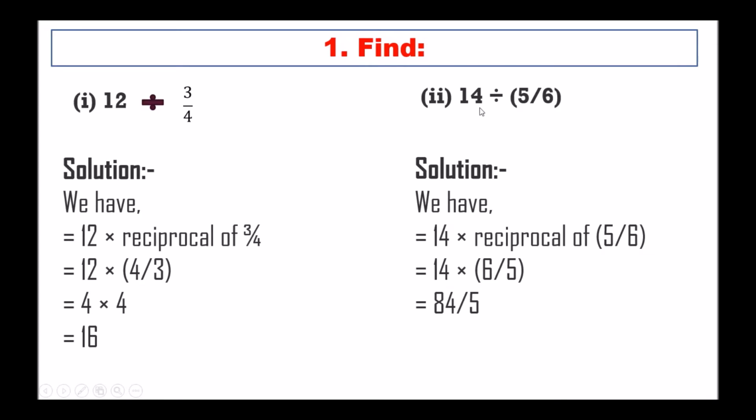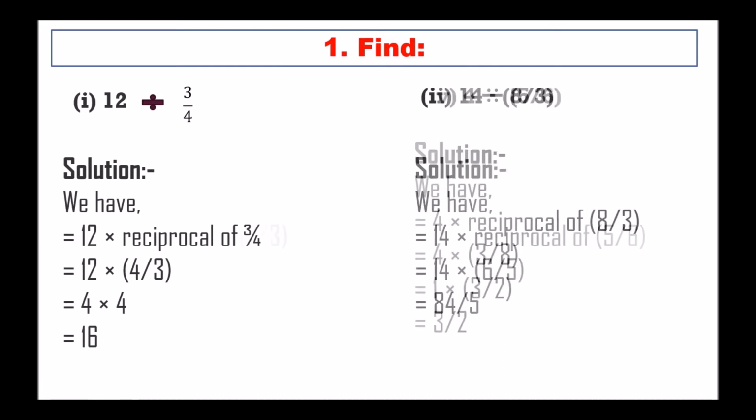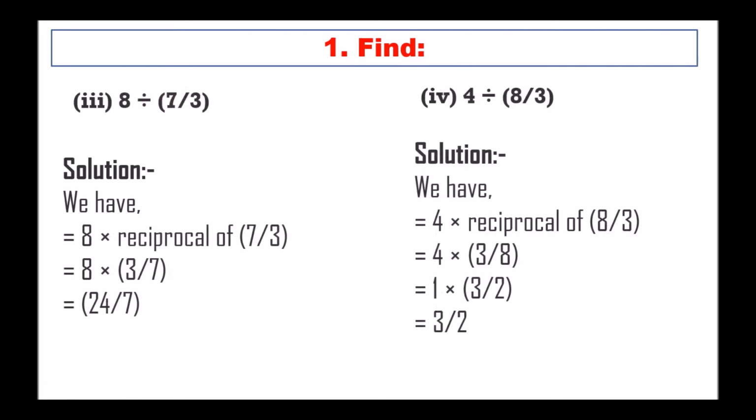Second is 14 divided by 5 by 6. We have 14 into reciprocal of 5 by 6, that is 14 into 6 by 5. So 14 into 6 is 84 upon 5. So answer is 84 divided by 5. 8 divided by 7 upon 3. So 8 into reciprocal of 7 upon 3. So 8 into 3 upon 7. So 8 into 3 is 24 divided by 7. So answer is 24 divided by 7.